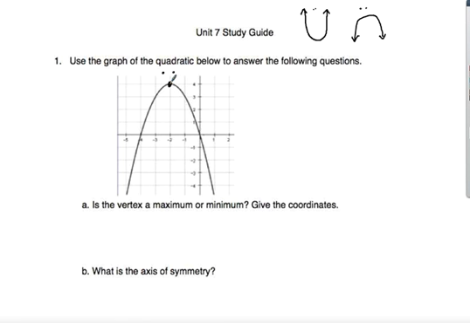So the first question is, is the vertex a maximum or a minimum? Give the coordinates. The vertex is going to be either the highest or the lowest point. Because this one is at the absolute highest point, that means this one is a maximum. And if we wanted to give the coordinates for that maximum, we would say that maximum is at -2, +4.